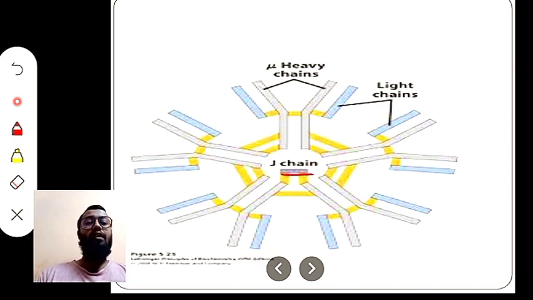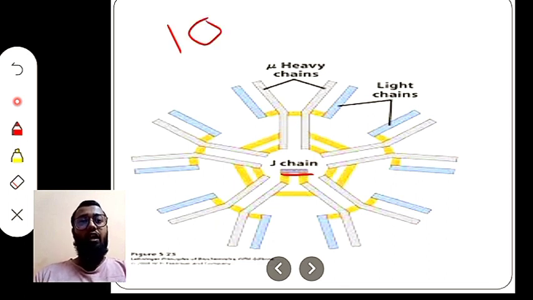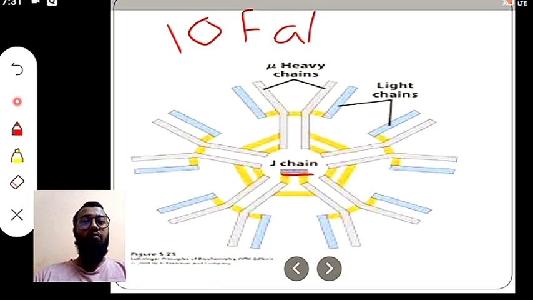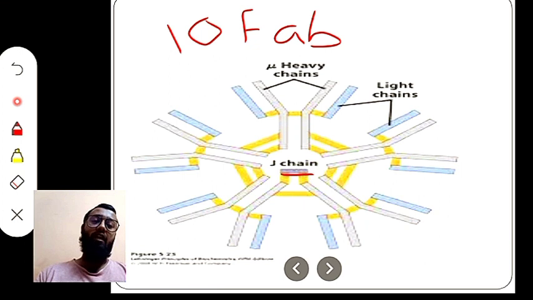This J chain is like the hinge region, which is rich in disulfide bonds, and you know that the hinge region helps in mobility, it is very flexible, and it helps in the binding of the antigen. So the J chain is very rich in proline amino acid, and it is bonded with disulfide bonds. The pentameric structure leads to the formation of how many antigen binding structures or FAB regions? So students, the IgM has 10 FAB regions, meaning 10 antigen binding regions.